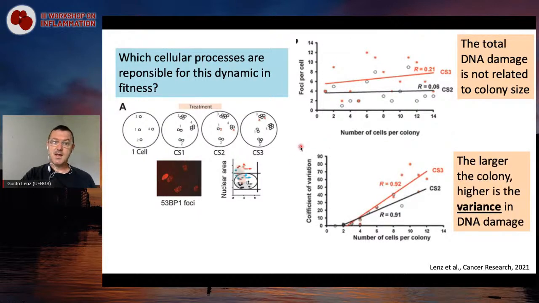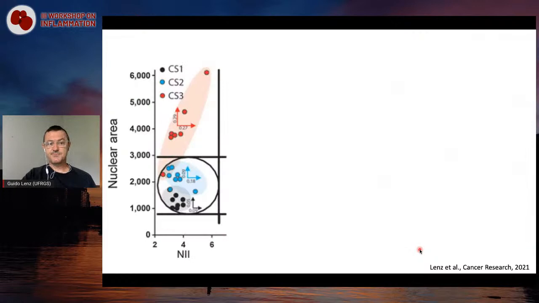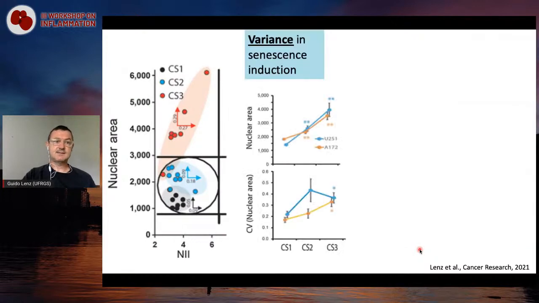But if we analyzed the variation of the damage that occurred in the colony, then we see a clear correlation during temozolomide and especially after temozolomide with the number of cells in the colony. Meaning, the higher the number of cells in the colony, the larger is the variability that we see in DNA damage.